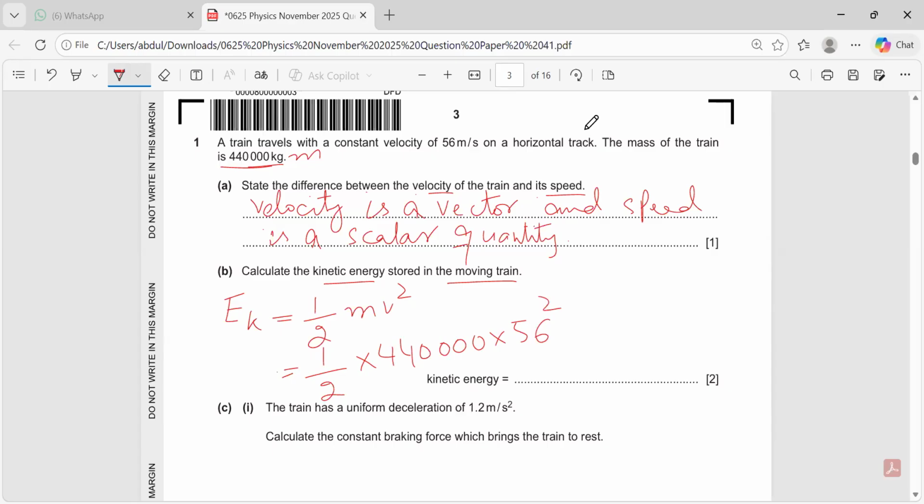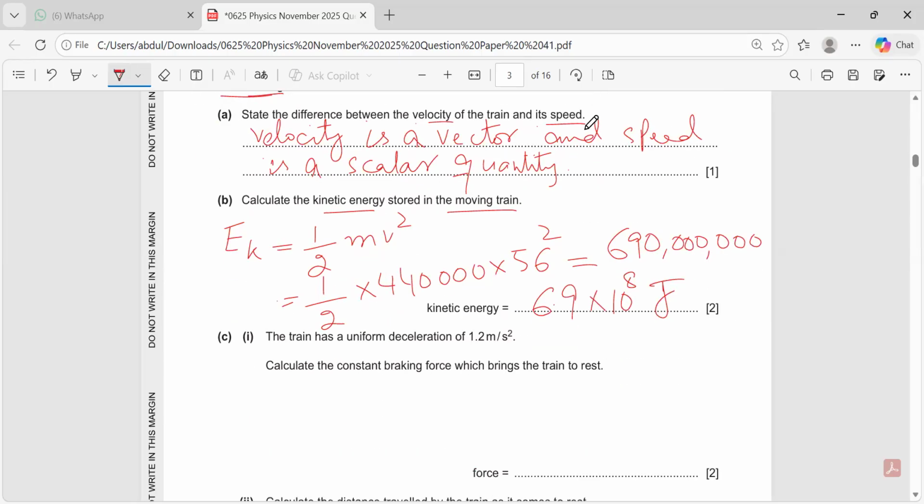So dear friends, I'm writing the answers after rounding off. So this is 690, after rounding off, then 0, 0, 0, again 0, 0, 0. So we can write it as 6.9 times 10 raised to the power of 8. And it is kinetic energy, so in joules. You can calculate, I have just written the answer after rounding off.